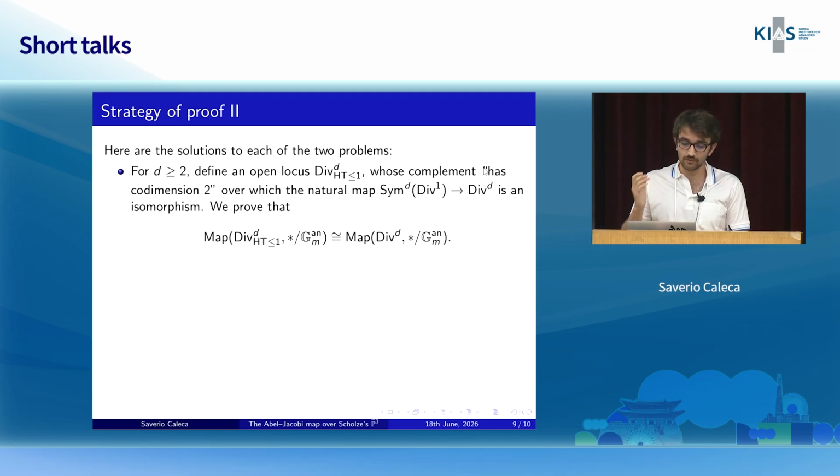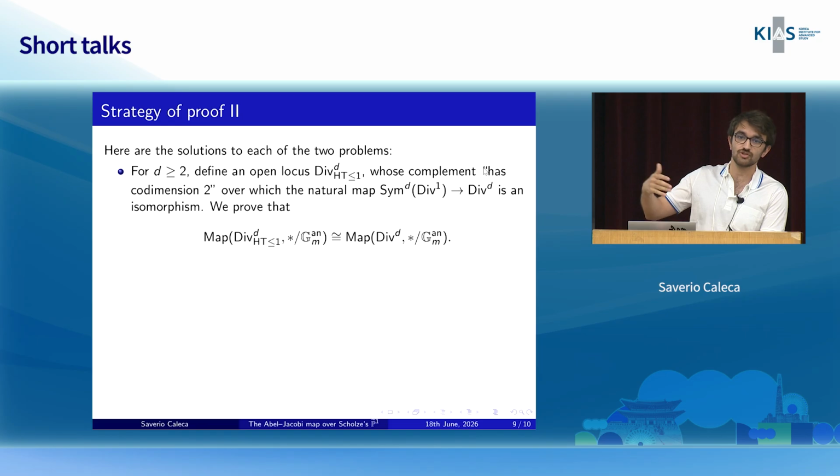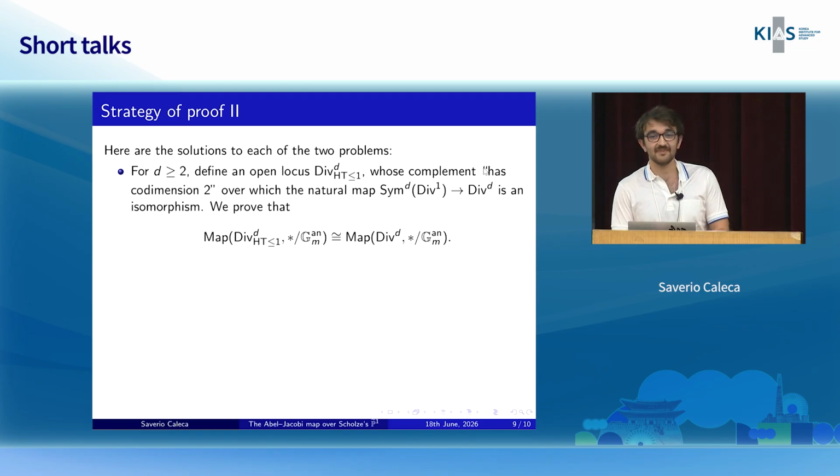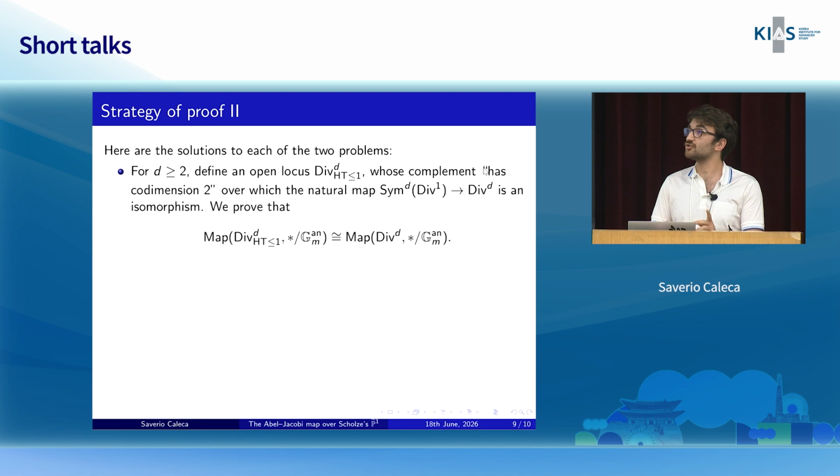The solution to the first problem is that for d bigger or equal than 2, we can define an open locus of Div^d, which we call Div^d, Hodge-Tate weight smaller or equal than 1, for some reason that you can discover if you open the paper. The complement of this locus, in some sense, has codimension 2. Actually, something that I should remind the audience is that in this context, we don't have a notion of dimension, we don't have a notion of connectiveness, and this is just an intuitive picture we are trying to give.